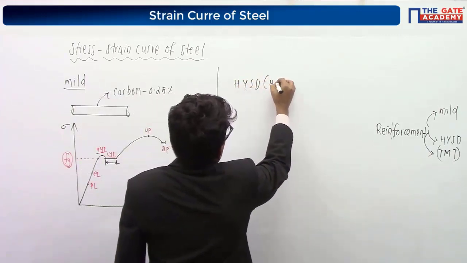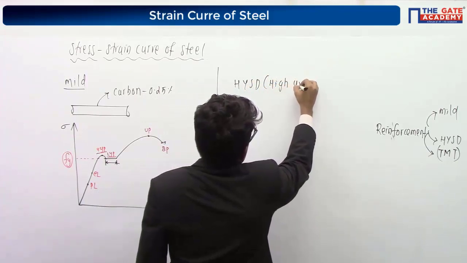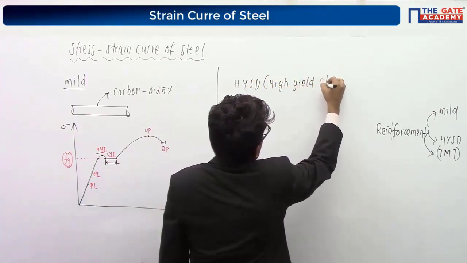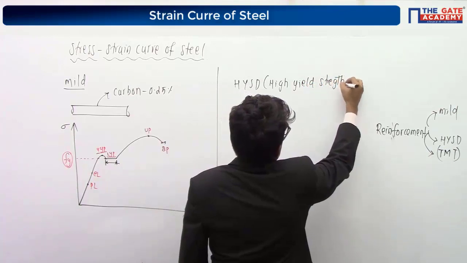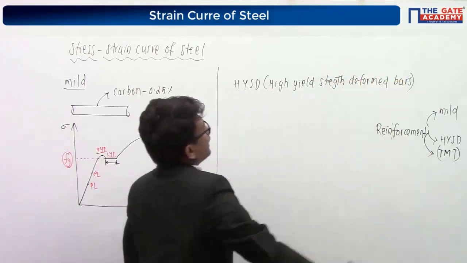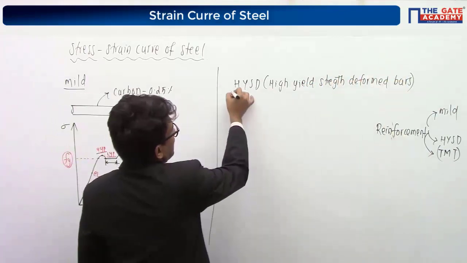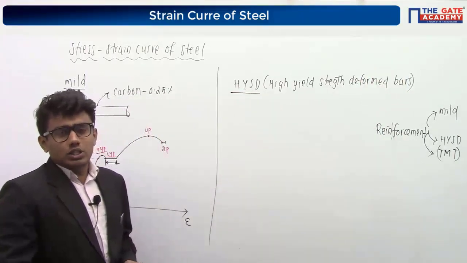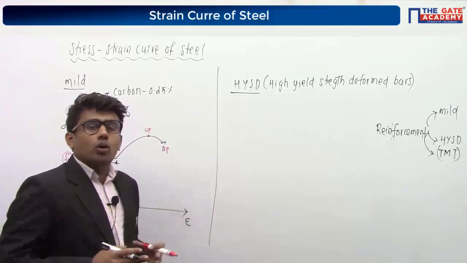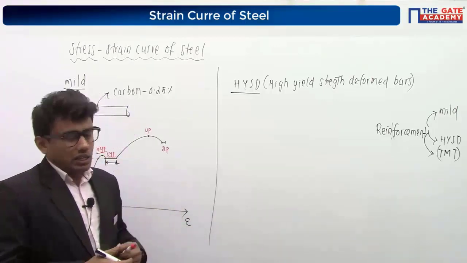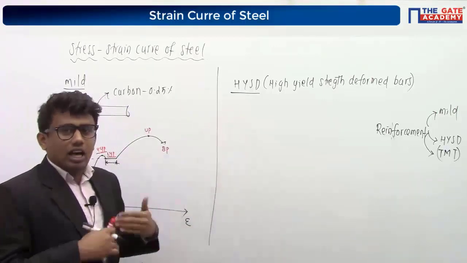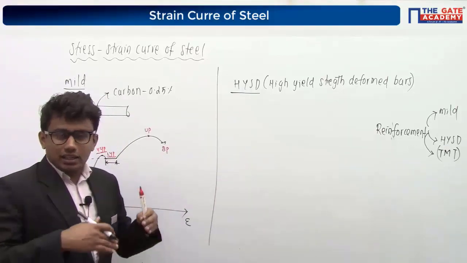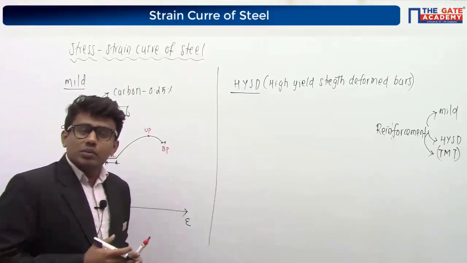Or we can say high yield strength deformed bars, that is HYSD bars. For HYSD bars, the carbon content will be more, hence the strength of the reinforcement will be more and ductility will be less.